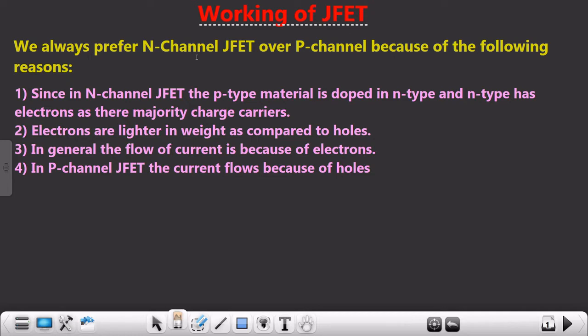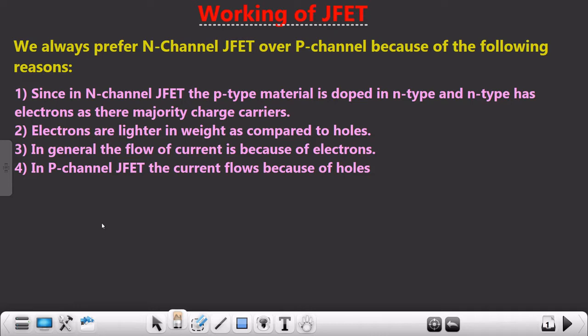In this particular session, we are going to see why exactly the N channel JFET is preferred over P channel. There are certain reasons for it. We will discuss each and every reason step by step in a detailed way, and then we will conclude how exactly N channel JFET is better than P channel JFET. So this is the agenda of today's session.